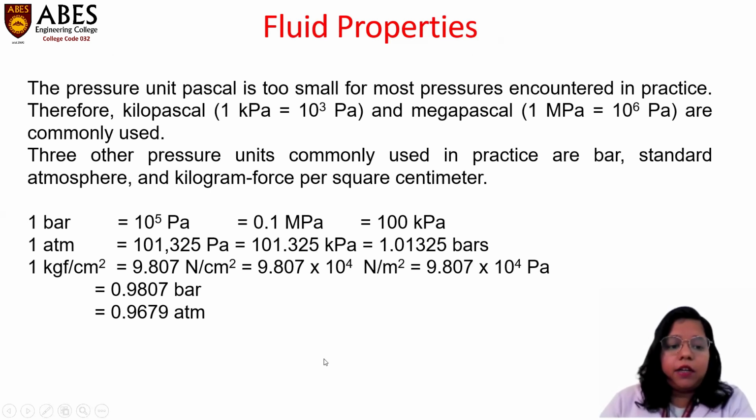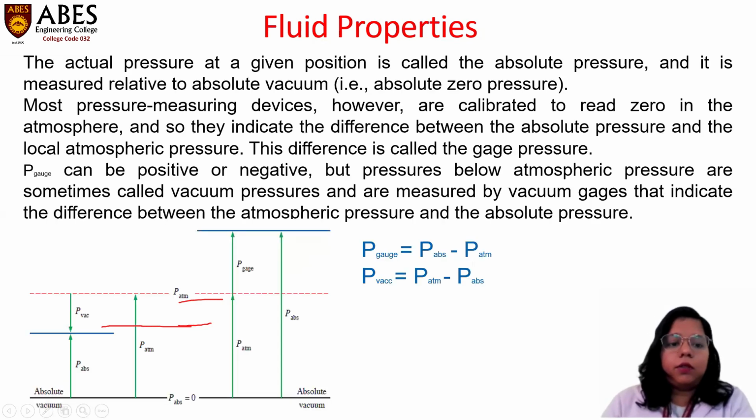When we convert it into bar or atmospheric pressure, 1 kgf per centimeter square is equal to 0.9807 bar. That is equal to 0.9679 atm. These conversions are given here in bar and in atmospheric pressure. So this is about pressure.